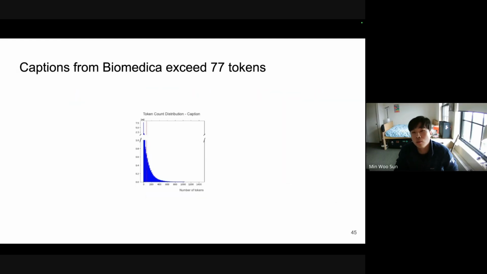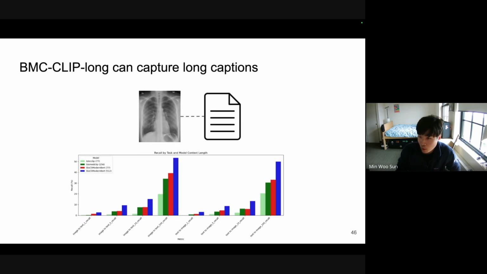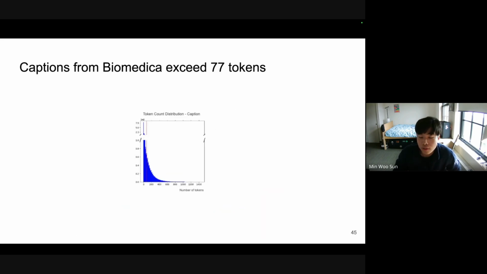Another interesting thing we noticed working with Biomedica is the size of the captions. The captions that are associated with the images tend to be quite long and exceed 77 tokens. And 77 tokens, you might ask why this number. This comes from the max context length typically used for training CLIP models. But by limiting yourself to 77 tokens, we're really limiting ourselves, right? We're not capturing the full length of the captions.